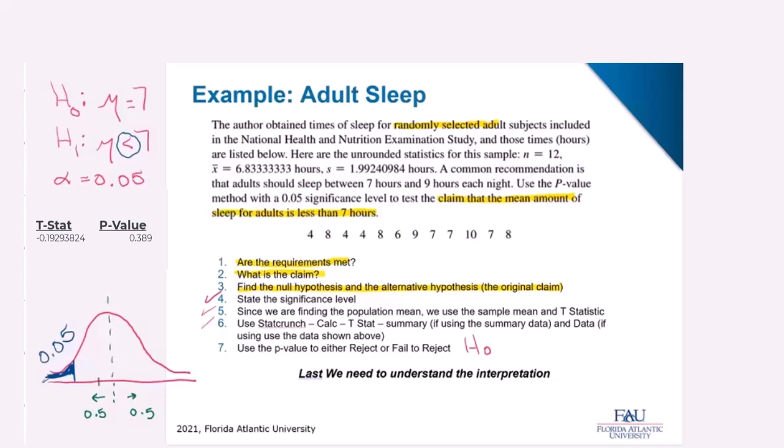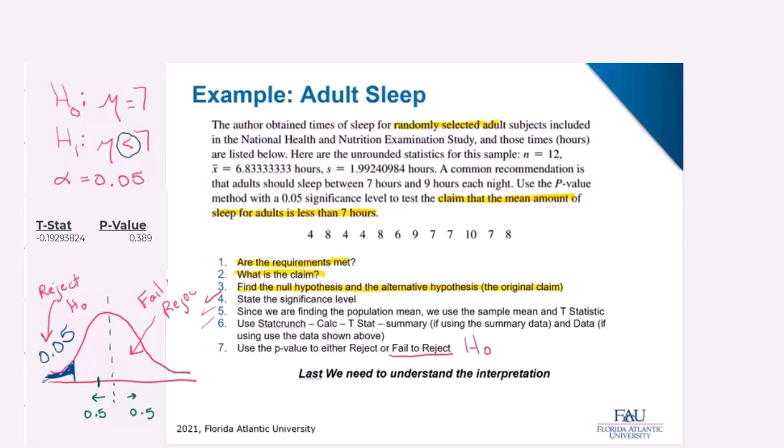It is not in my critical region. If it was in here, I can reject my null hypothesis. Everywhere else, I fail to reject. It's not that I accept, it's that I fail to reject. And I'll describe that in a minute. For this one, we're going to fail to reject.